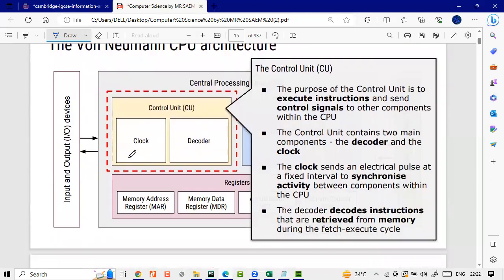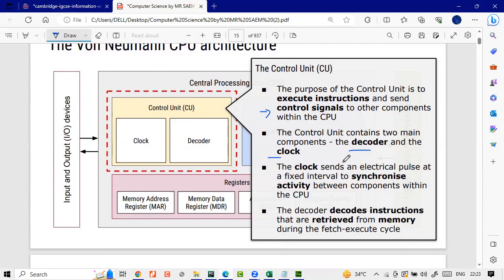Okay. Now, as far as your control unit is concerned, it's there to execute instructions and send control signals to other components. Obviously, this is what it does. It sends all these instructions. The control unit will be there, and the decoder and the clock are two parts of the control unit.